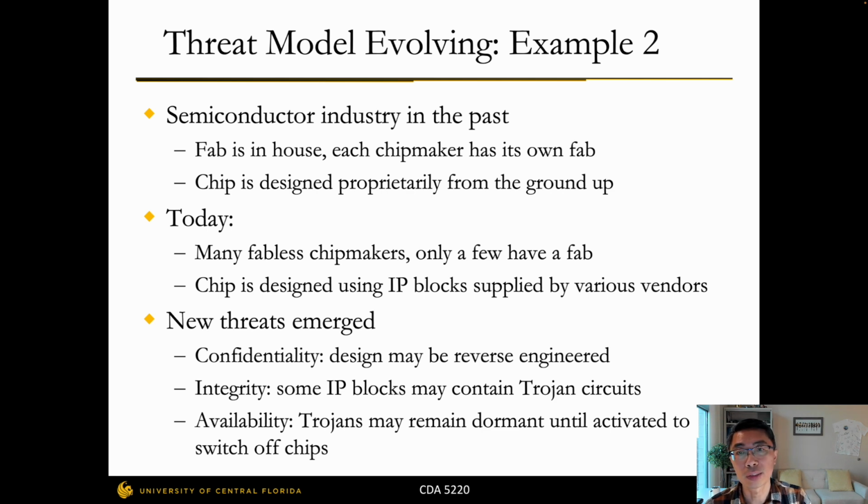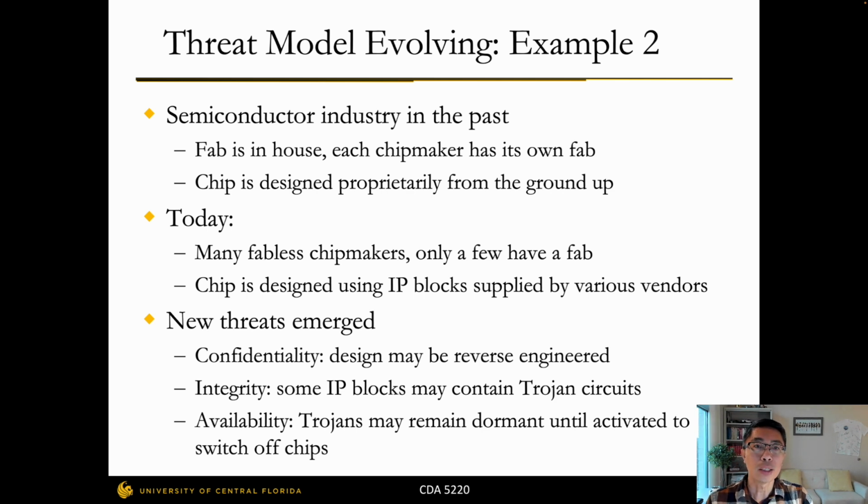Okay, so through these two examples, the point I want to get across is that getting the threat model correct is very important, because the threat model is basically a set of assumptions of who the adversaries are and what they are capable of. If we are wrong in assuming certain capability, but in fact the adversary has additional capability, then our security protection may not be strong enough.